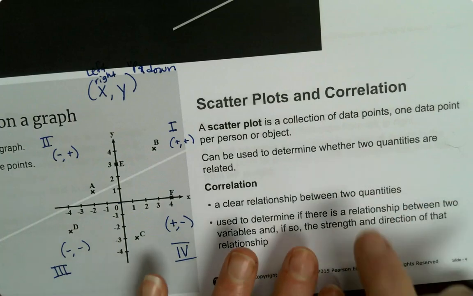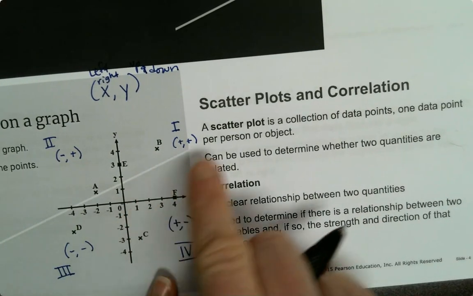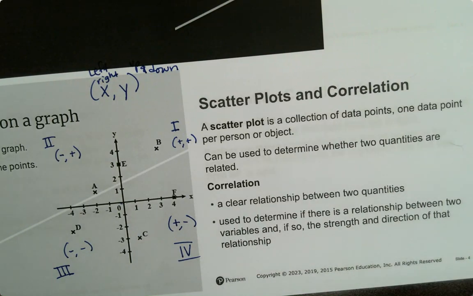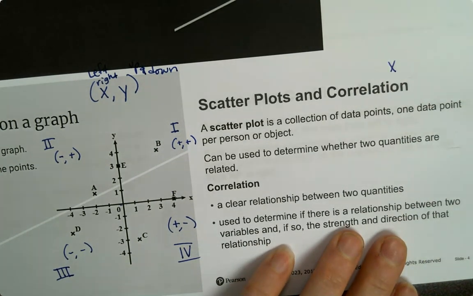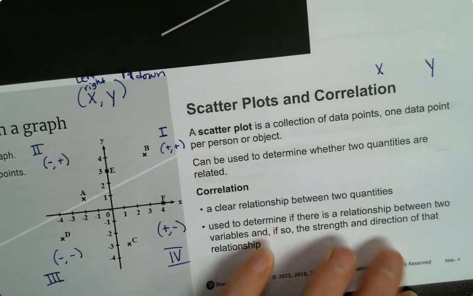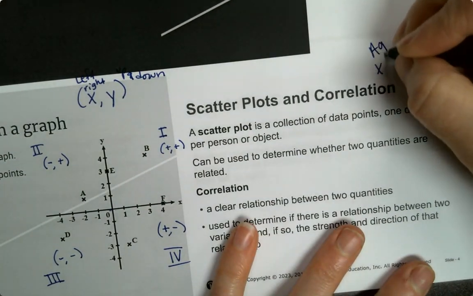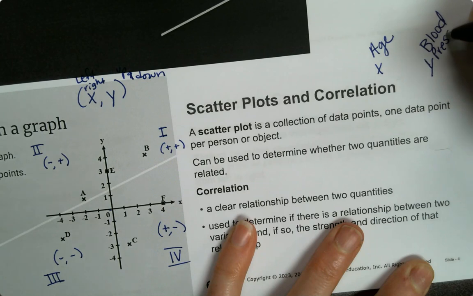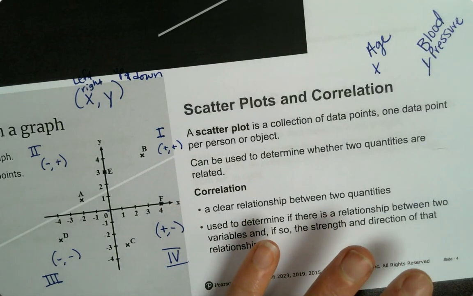So you can plot points on a coordinate grid, and anytime you have a collection of points, it's called a scatter plot. And you can actually collect real data and plot it on a scatter plot. You would have to have something that represents x, like an independent variable, and something that represents y, like a dependent variable. Like age is independent, and blood pressure, that's the example we have on this, could be y values. So you can collect data on that.